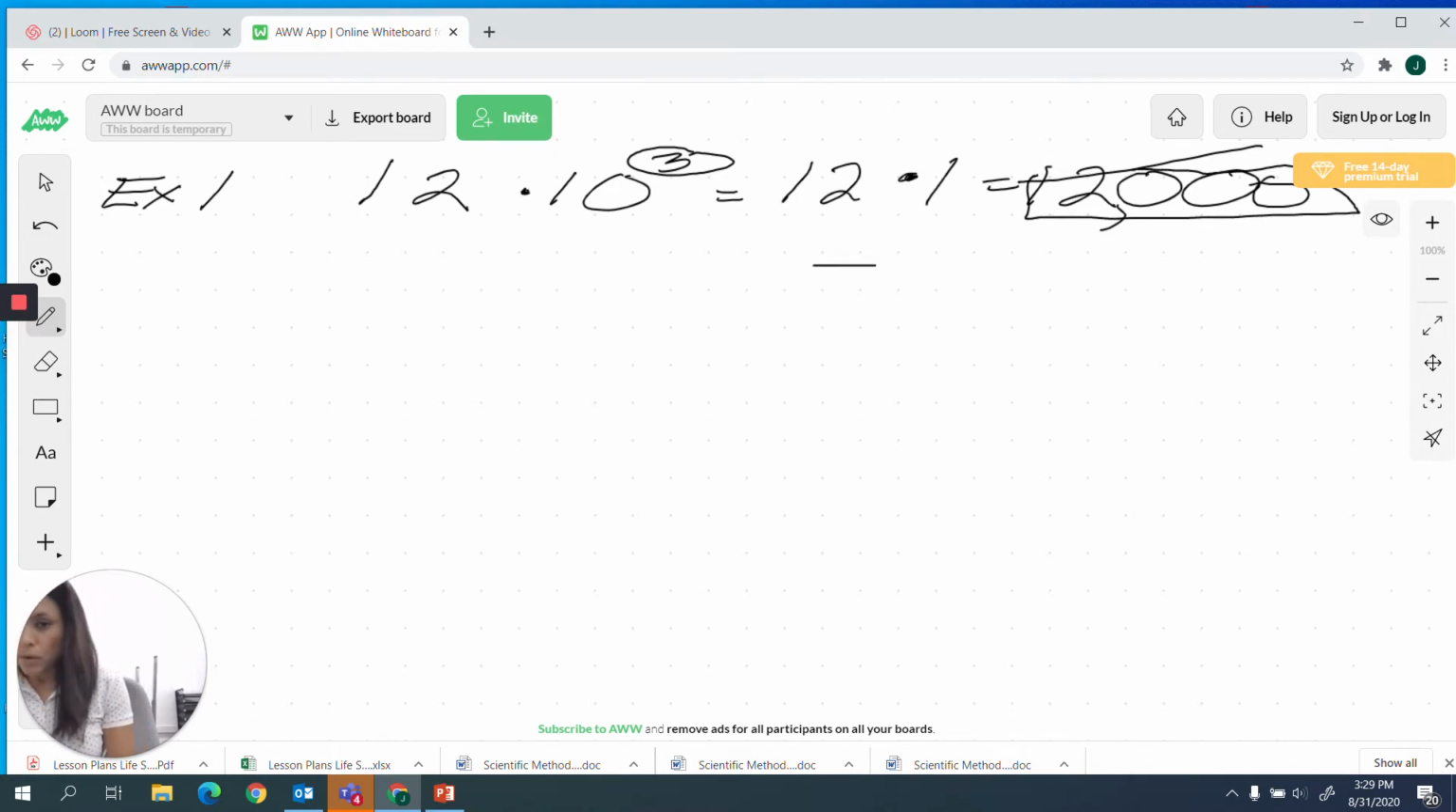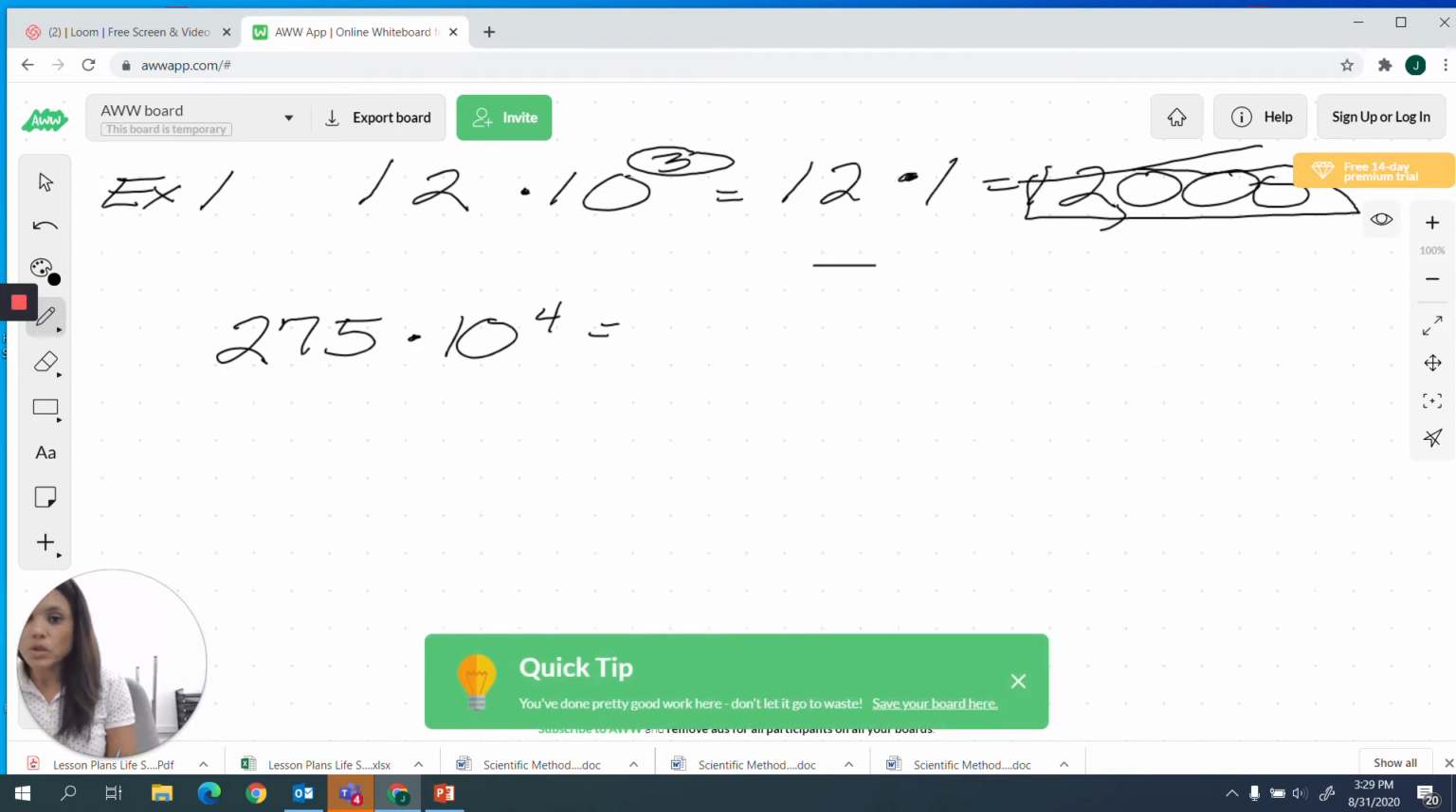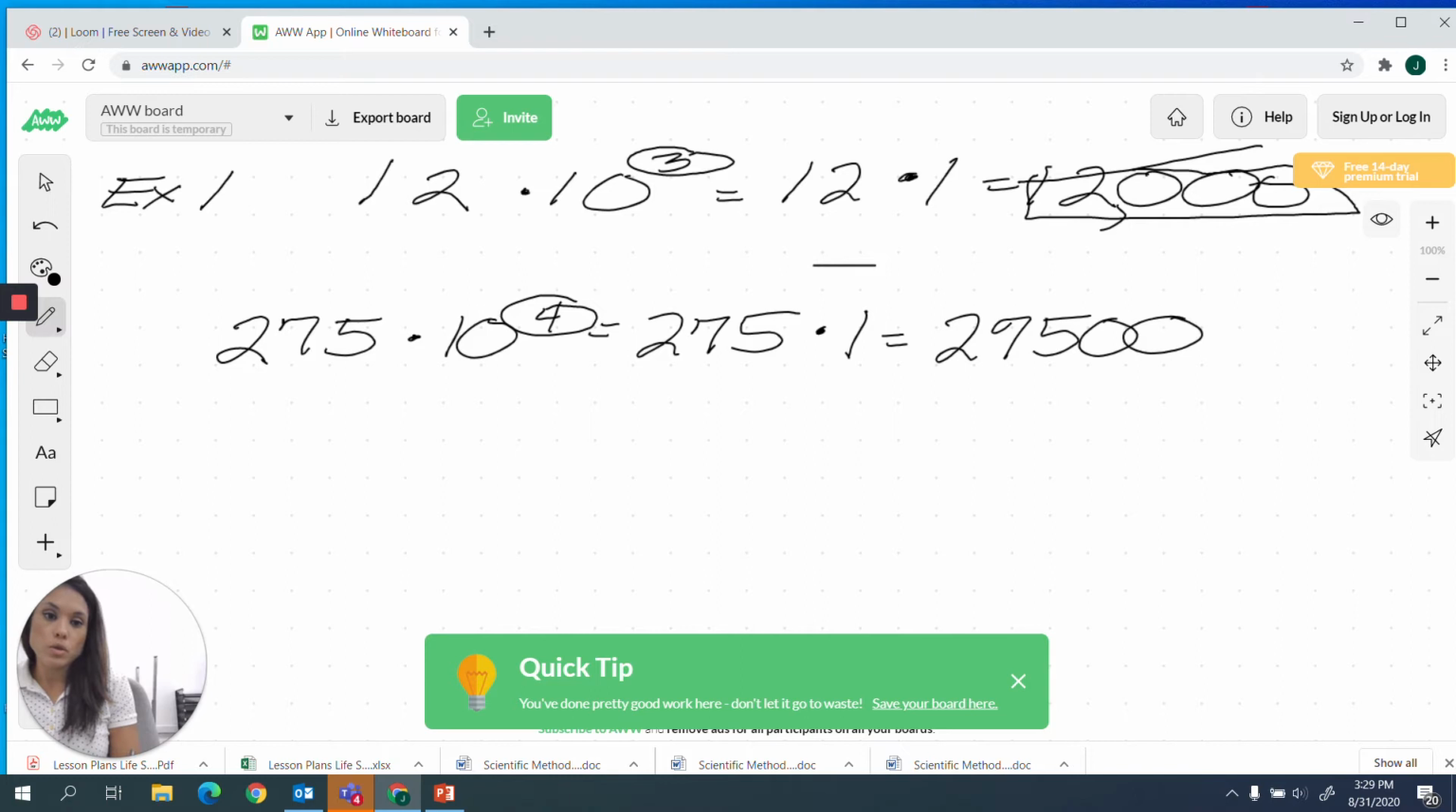Okay, the next example is 275 times 10 to the fourth power. So you want to multiply 275 times 1 equals 275. And then we're going to add 4 zeros. 1, 2, 3, 4. Put a comma after the third digit for a number of 2,750,000 and box your answer.